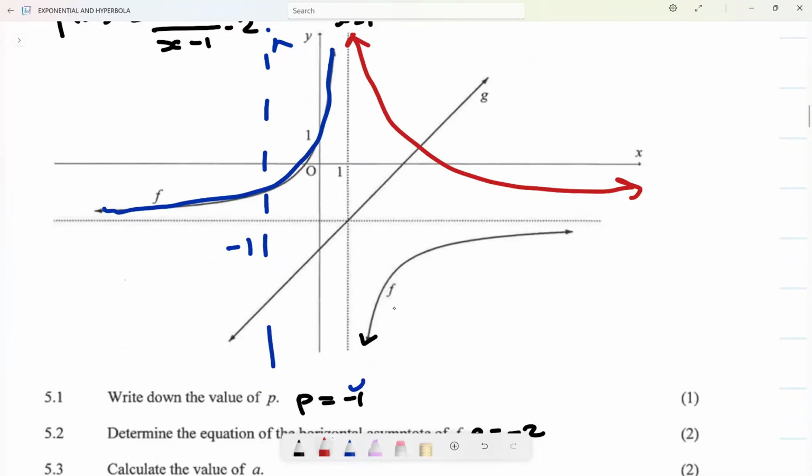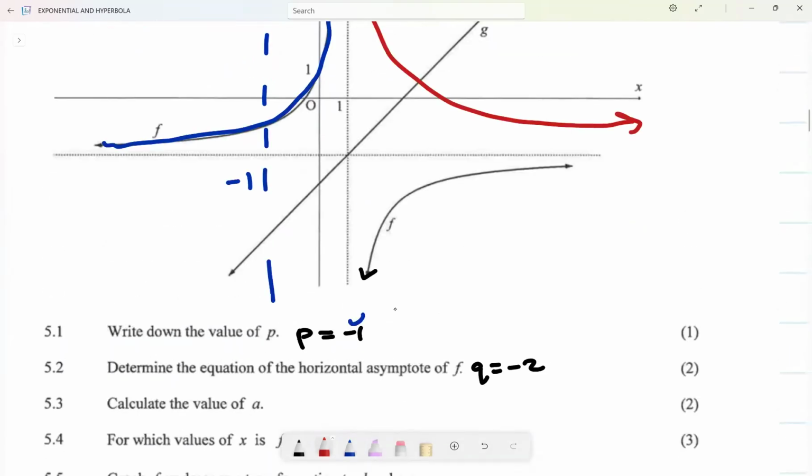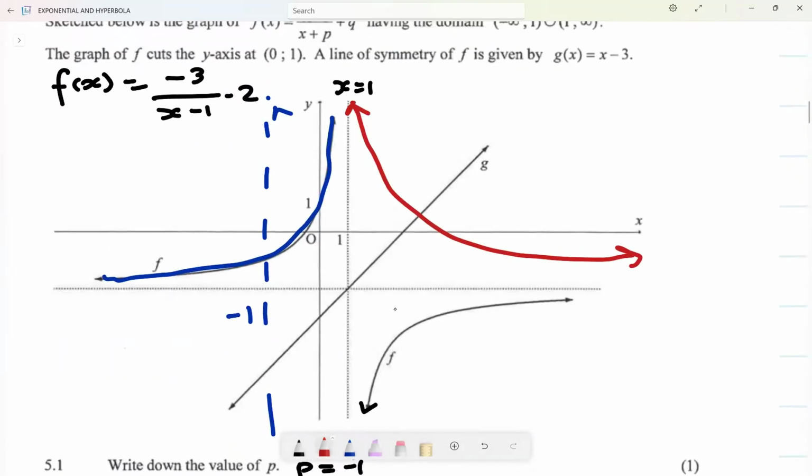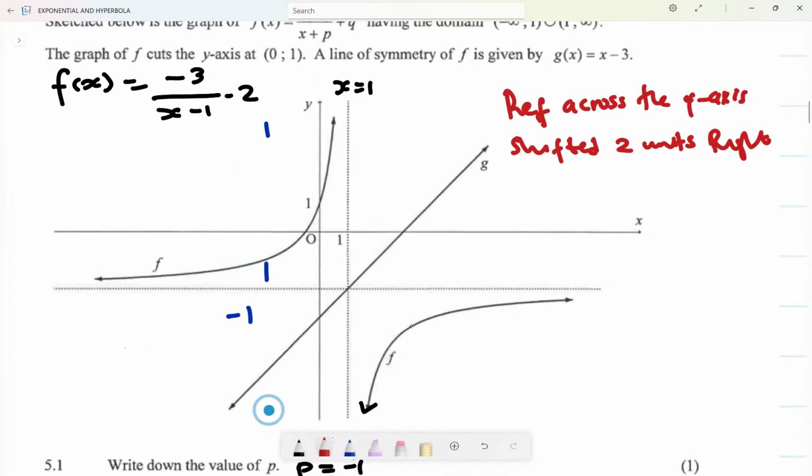So I can say, okay, it is reflected across the y-axis, and then shifted. I shifted it 2 units towards the right. Okay. Let's look at this one. Okay, I'm done with this one. Let's look at that one.